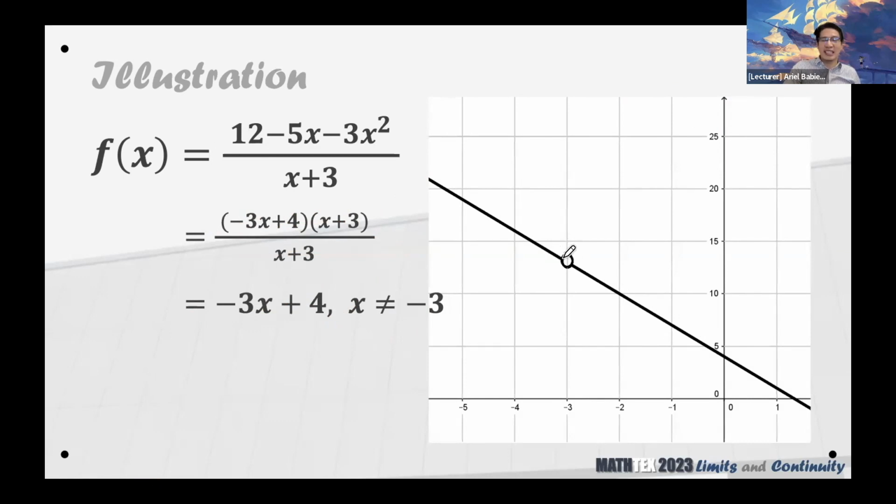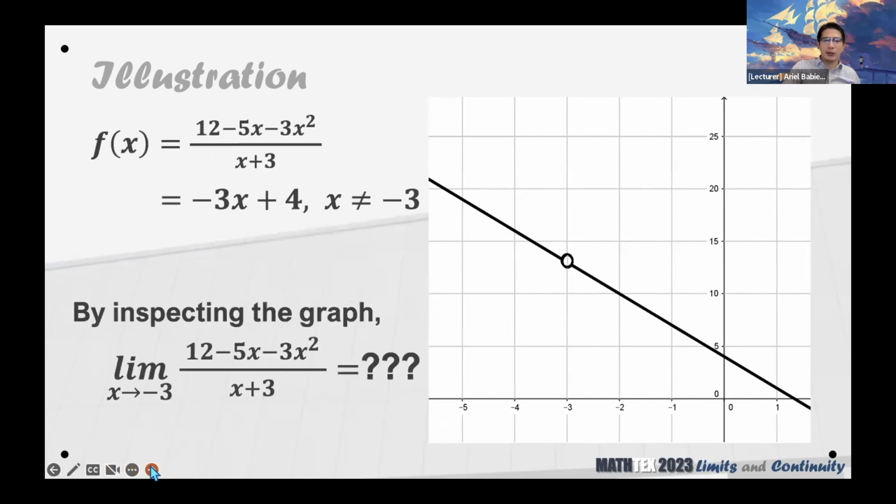O may butas siya literally. Because it's undefined at negative 3. Okay? So that's why for this function, even if it is undefined at negative 3, it's still quite curious. Ano kaya yung behavior ng function natin as x approaches negative 3?